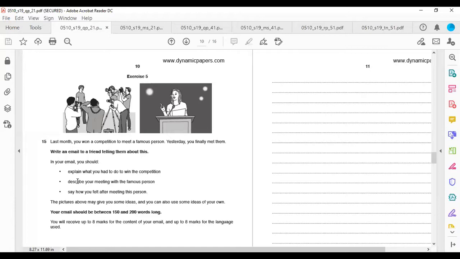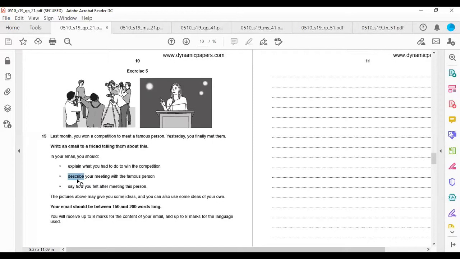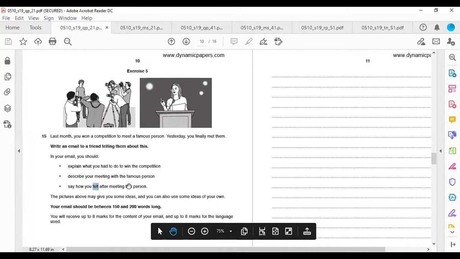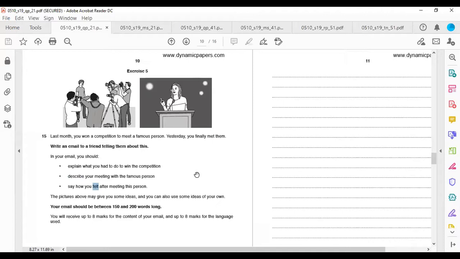Explain by giving details, describe by focusing on using adjectives and adverbs, and then say how you felt, describing your feelings. You may feel quite shocked, you may feel quite happy, quite interested, you may feel sad, disappointed, dismayed, delighted. So you should be able to figure out what the prompt requires you to do and do it.